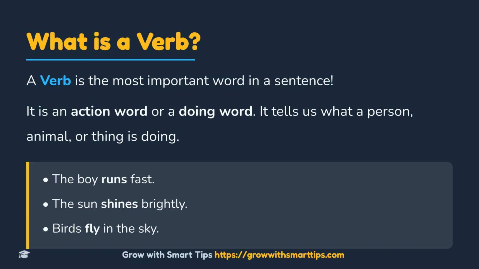A verb is the most important word in a sentence. It is an action or doing word that tells us what a person, animal, or thing is doing. For example, a boy runs, the sun shines, or birds fly.